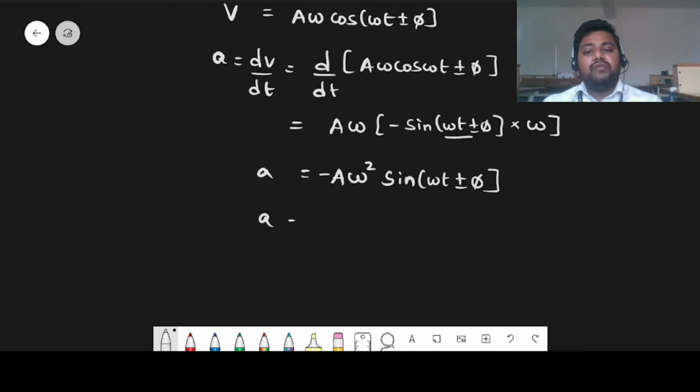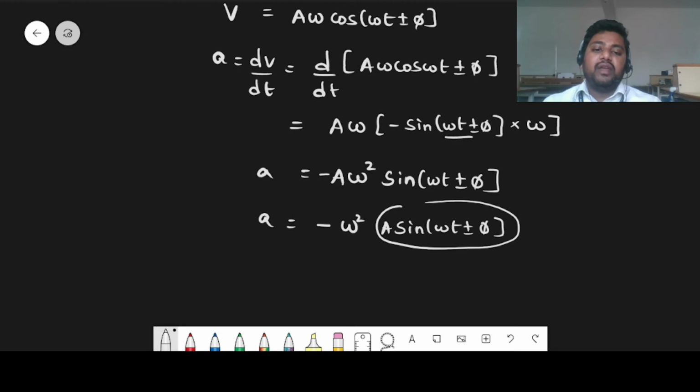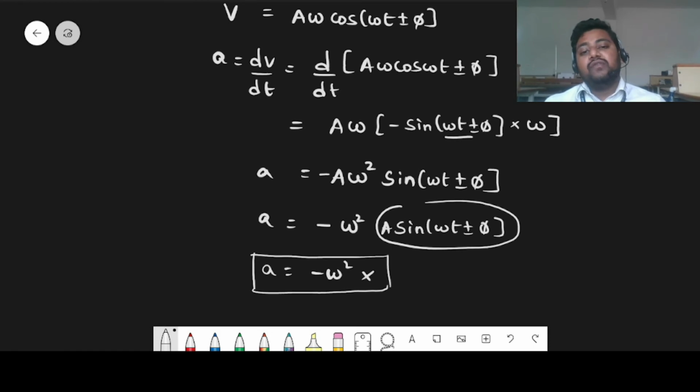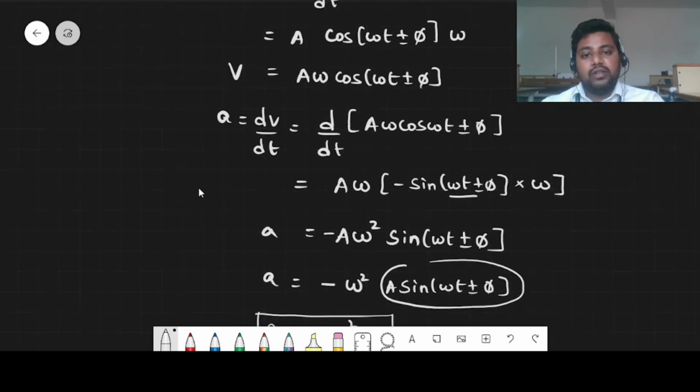Now if you are observing it, this will be written as minus of omega square into a sine omega t plus or minus phi. This a sine omega t plus or minus phi can be further written as x itself, so minus of omega square into x. This is the initial equation of SHM that we have taken. Okay, this is the condition of SHM. That is the reason why the output is here a sine omega t. I hope you got this.